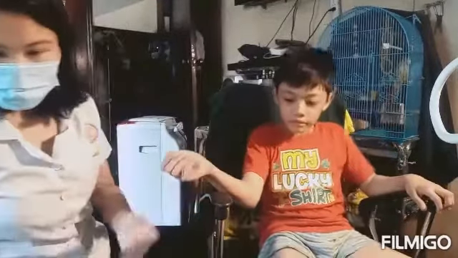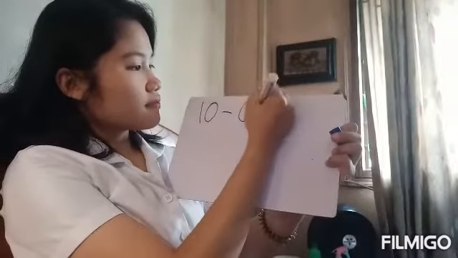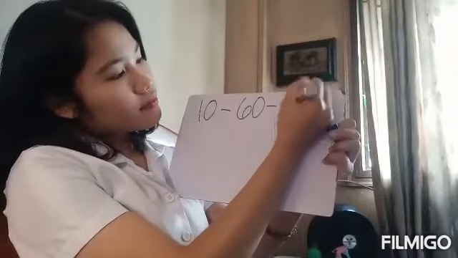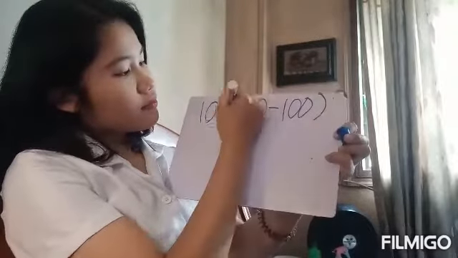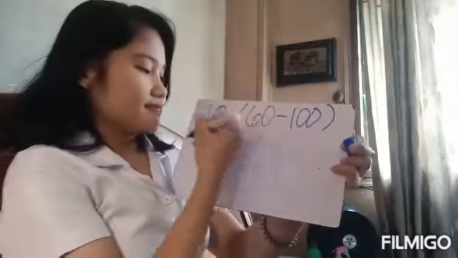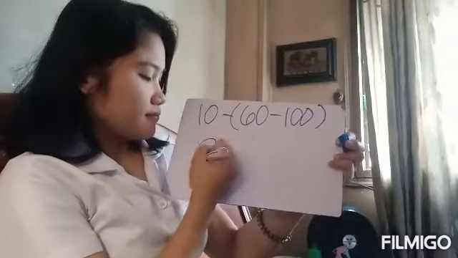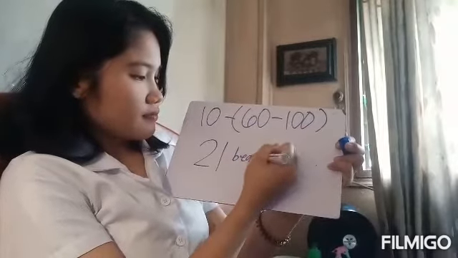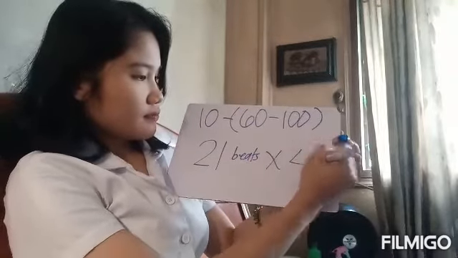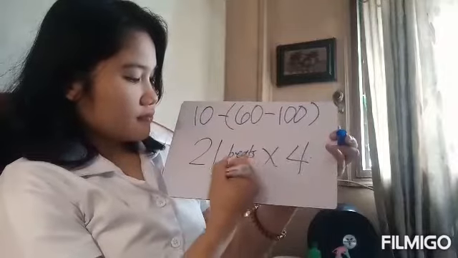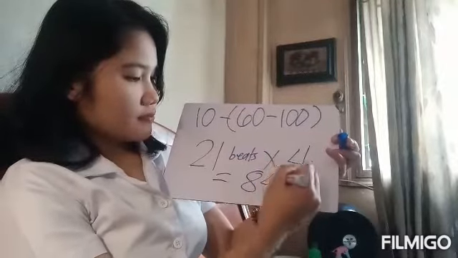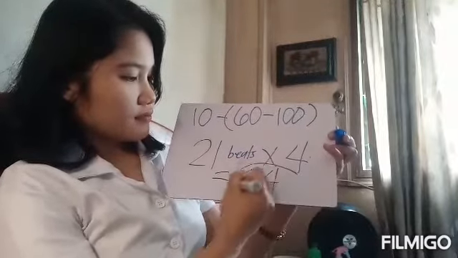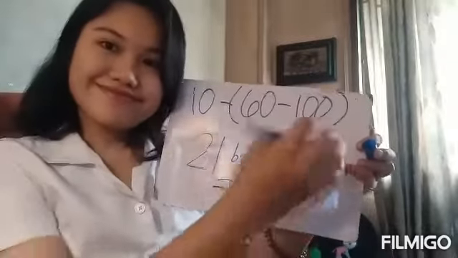And time's up. Let's calculate. Nathaniel is a 10-year-old boy, so his normal beats per minute is 60 to 100 beats. The total count of Nathaniel's heartbeats for 15 seconds is 21. So, let's multiply it by 4 to calculate the beats per minute. So, it equals 84. Nathaniel has a normal heart rate.